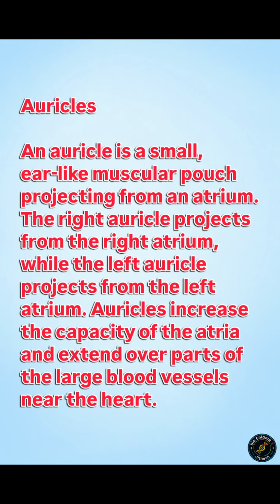Auricles. An auricle is a small, ear-like muscular pouch projecting from an atrium. The right auricle projects from the right atrium, while the left auricle projects from the left atrium. Auricles increase the capacity of the atria and extend over parts of the large blood vessels near the heart.